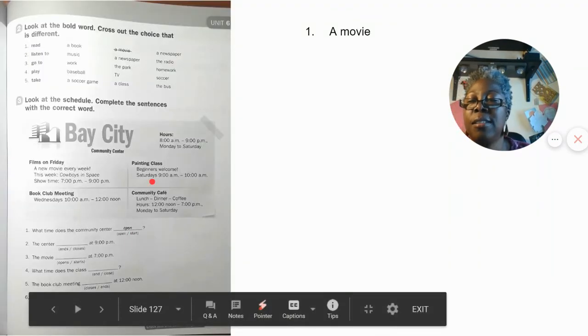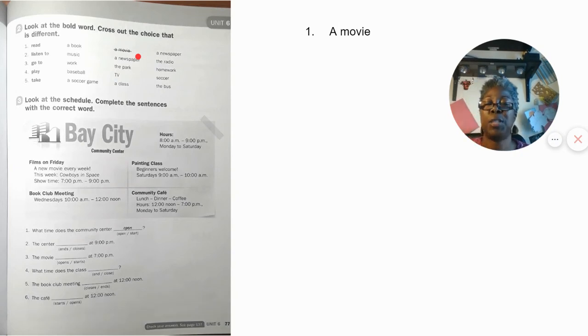Let's move on to our next page. This is our last page, page 77 in our workbook. We're going to finish off Unit 6 here. All right, so the instructions are look at the bold word, cross out the choice that is different. So here, these are the bold words over here.